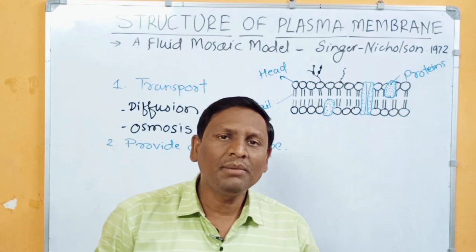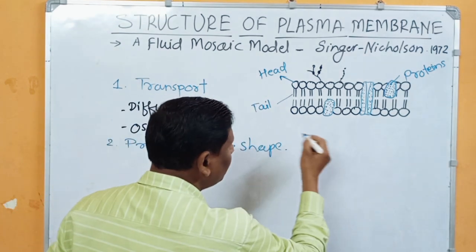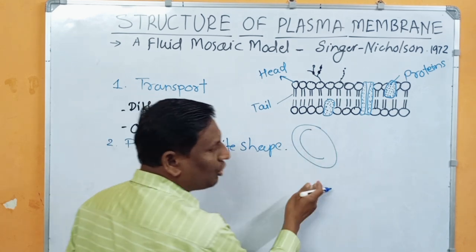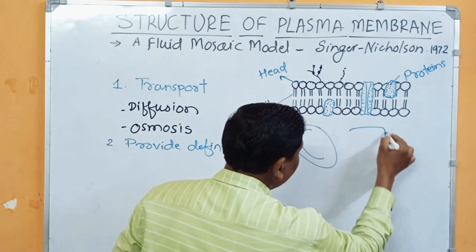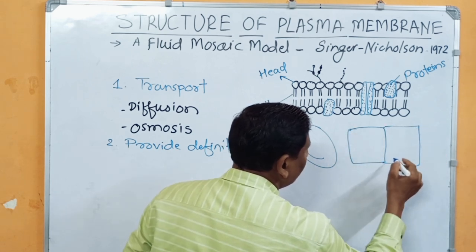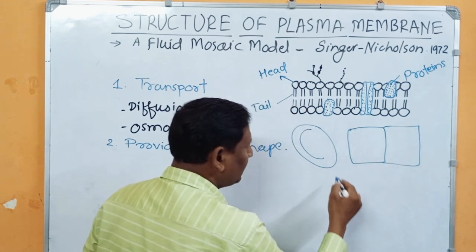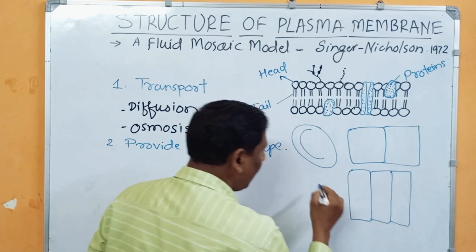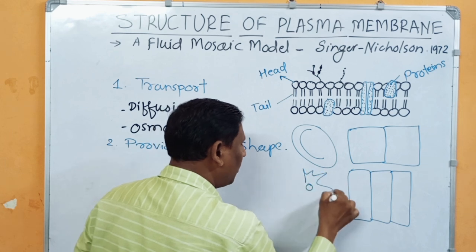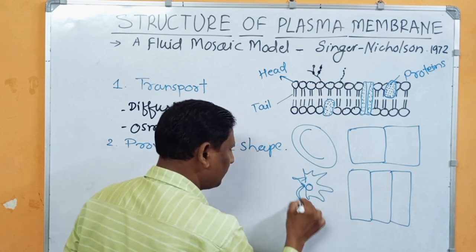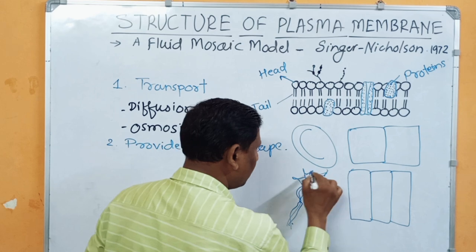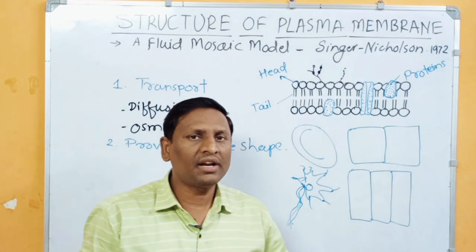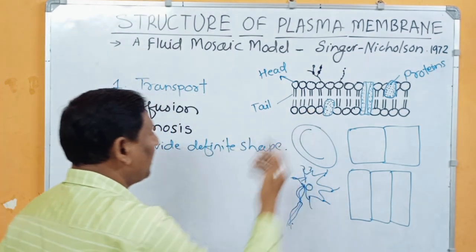For example, in case of animal cells, you may see various types of cells. For example, RBCs are there, these are oval and discoid. Then there will be epithelial cells, there will be columnar cells, and there will be irregular cells or branched cells. So these are the various shapes and sizes of the animal cells and are regulated by means of plasma membrane.